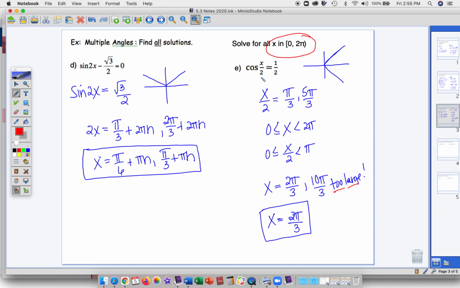Another way to think about this, think about the graph. If it's cosine of x over 2, how does the period of the graph change? If you said that it stretches, you're correct. If we take 2 pi and divide by a half, we get 4 pi. So that means that the graph is stretching out, the wave is stretching out. We're seeing fewer x-intercepts over the interval from 0 to 2 pi. So we're going to have fewer solutions.